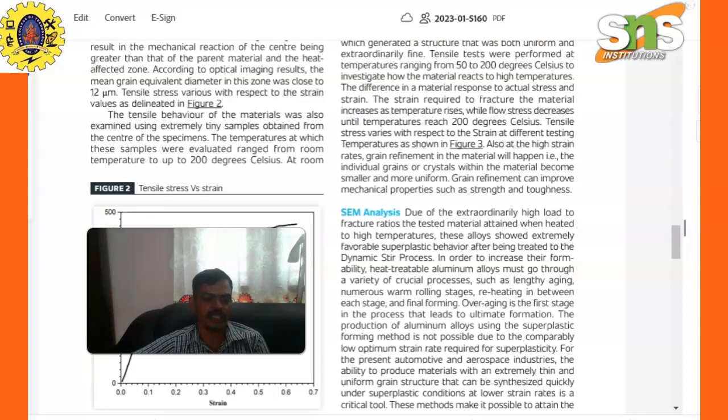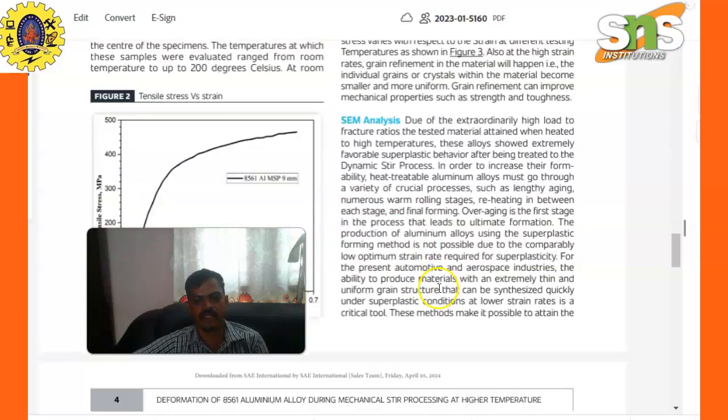These are the tensile strength strain graphs. Finally, the SEM analysis is completed. Due to the extraordinarily high load fracture ratio, the tested material attained the heat to high temperature. These alloys showed extremely favorable superplastic behavior after the stir process treatment.